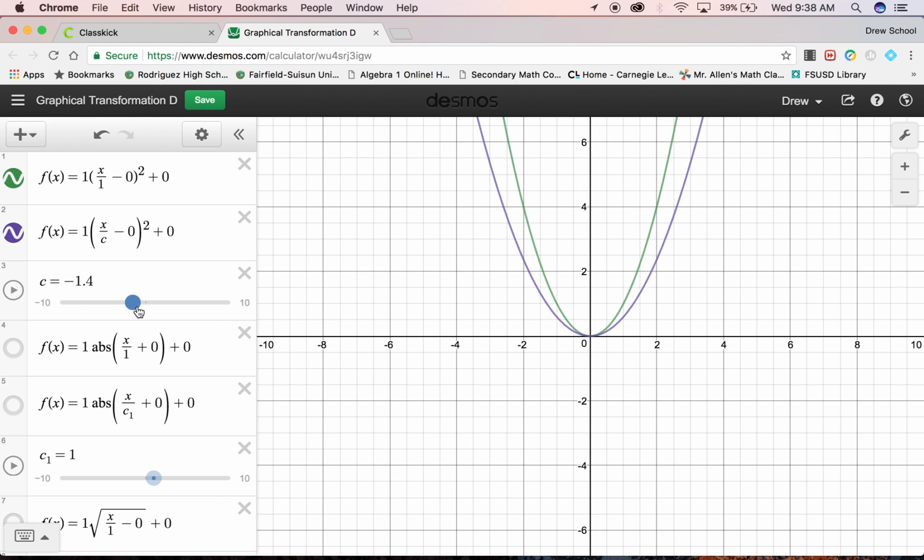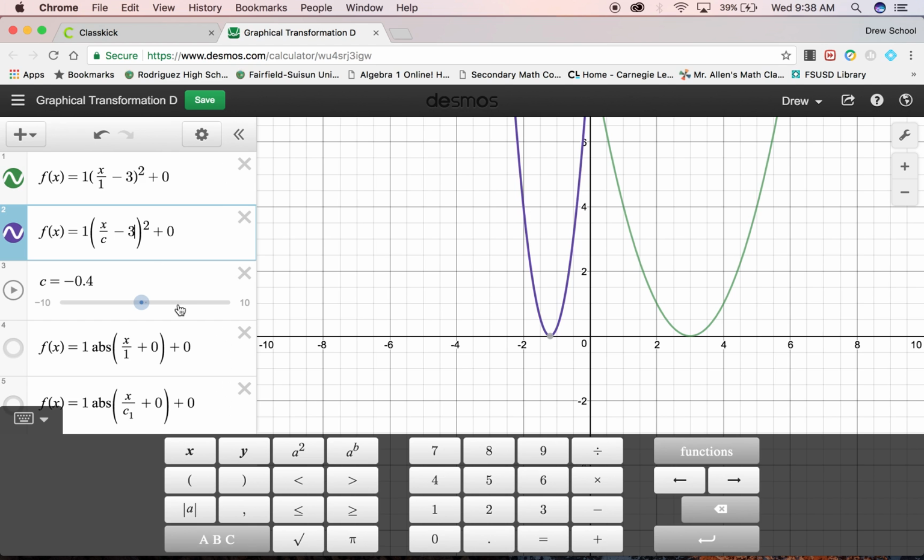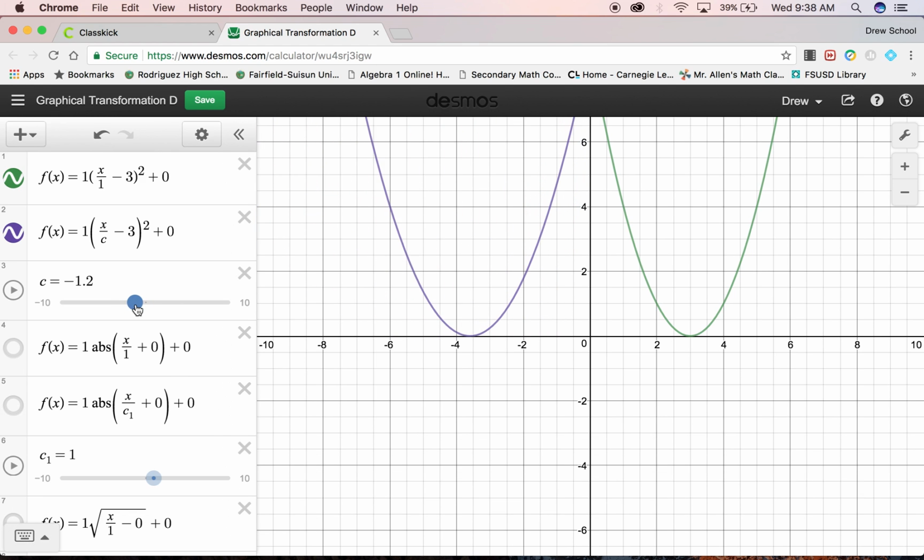When it's negative, it is reflected over the y-axis. We can't really tell, so let's change this value to 3, and we can see it better how the graph is reflected over the y-axis. So as c is changing, it's reflected over the x-axis. So as it's negative, it's reflected over the x-axis. Try to get it there. Perfect. So when c is negative, it's reflected over the x-axis.